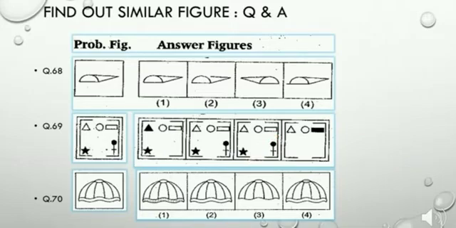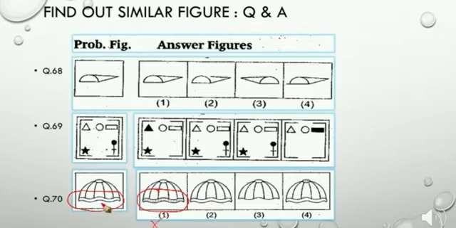Question number 70. This problem figure is given and there are 4 answer figures given. We need to be very careful about such questions because it's a little difficult to find the difference. So let's check carefully. Let's check for this portion. In option 1, this portion is not the same because it is colored here. It is not colored in the problem figure. So option 1 is cancelled out.